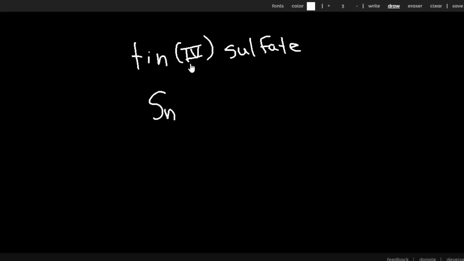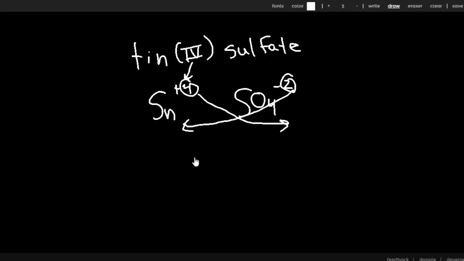This is my formula. If they're not in lowest terms, you have to reduce it. Let's try this one. Tin(IV) sulfate. Tin(IV). Tin is Sn. The 4 tells me that it's plus 4. That's what the 4 means. Sulfate, we already saw, SO4 minus 2. Crisscross. Bring the 4 down here. Bring the 2 down here. Write Sn2. SO4 in parentheses because I'm bringing down a number that's greater than 1, 4.